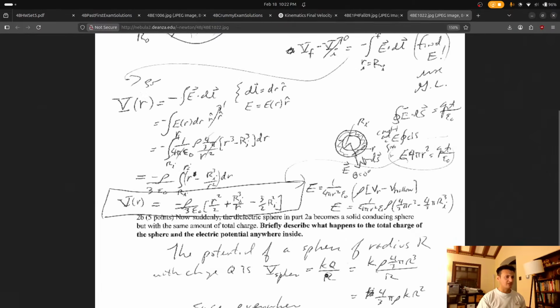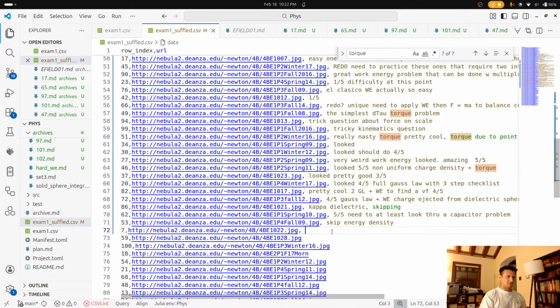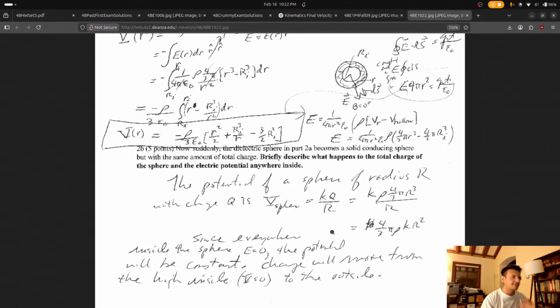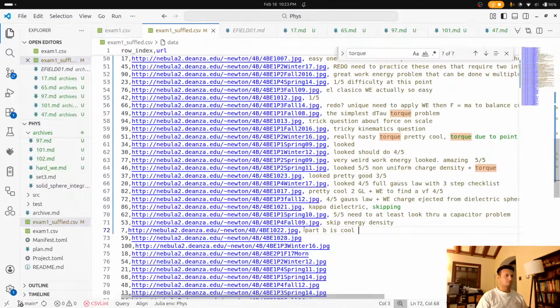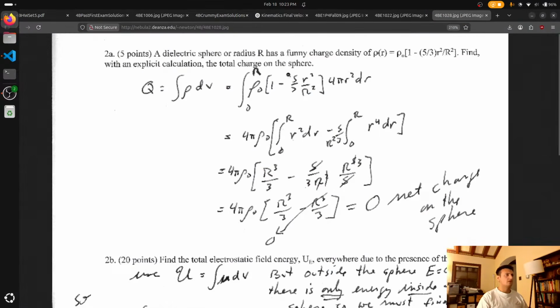With a part B. Part B is cool. I think I could do this. Briefly describe what happens. The potential of a sphere of radius r with charge q is kq over r. A dielectric sphere of radius r has a funny charge density. Find with an explicit calculation the total charge.